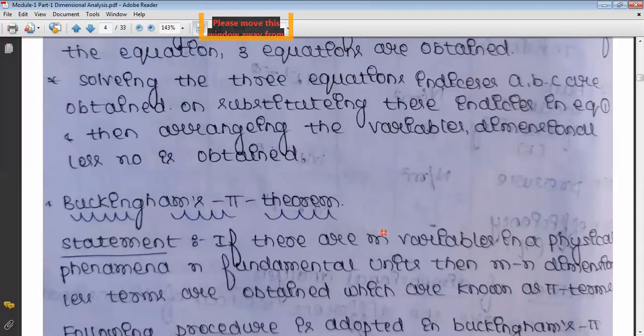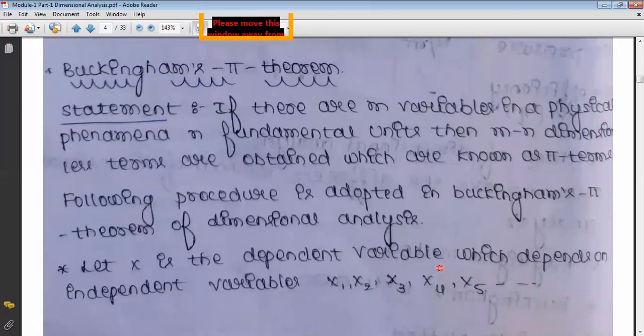If you get 3, there will be 3 pi terms. If m minus n is 2, there are 2 pi terms. If you get m minus n as 4, you'll get 4 pi terms. So as the number of variables increases, the Rayleigh method becomes laborious or tedious. In order to avoid that, you can use Buckingham's pi theorem. Let me explain the procedure.